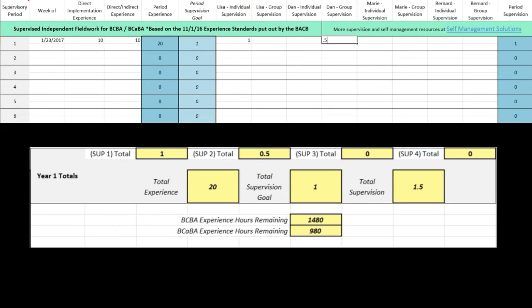So as I continue to enter numbers, we can see that the year 1 totals are also adding up numbers for me. Under each supervisor, it's giving me the amount of supervision each of those supervisors provided to me for the entire year. Also, I can see that the total experience, the total supervision goal, and the total supervision for year 1 are counting up, while hours remaining for the BCBA exam and BCABA exam are decreasing. And that is about it for this tracking sheet.